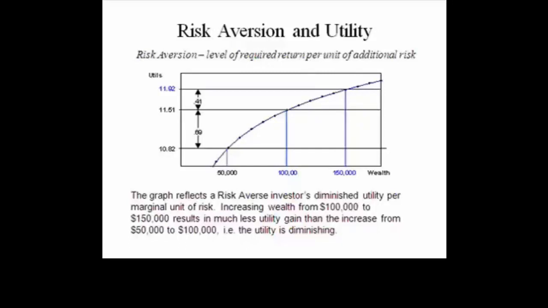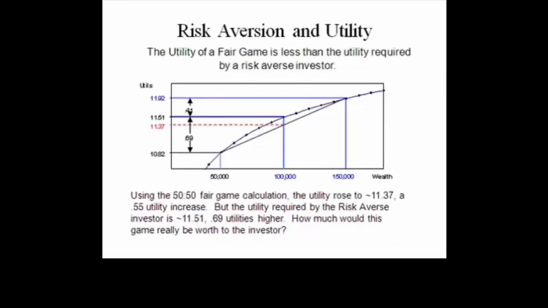A very shallow curve might mean that the investor puts very little value on additional levels of wealth. This would be a highly risk-averse investor. A steeper curve for the same level of wealth would reflect a less risk-averse investor. A curve that is convex, in other words, it bends upwards, reflects a risk-preferring investor.